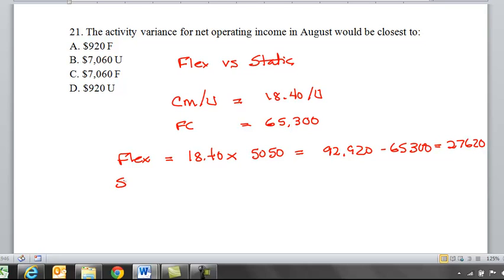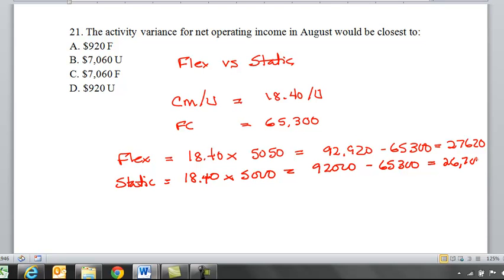My static, and again, we did this all in the first two questions, but I'm just showing it to you, is times the 5,000. 18.40 times 5,000 was 92,000. Subtract my fixed cost of 65,300, we're left with 26,700. Take the difference of the two, flex minus static.